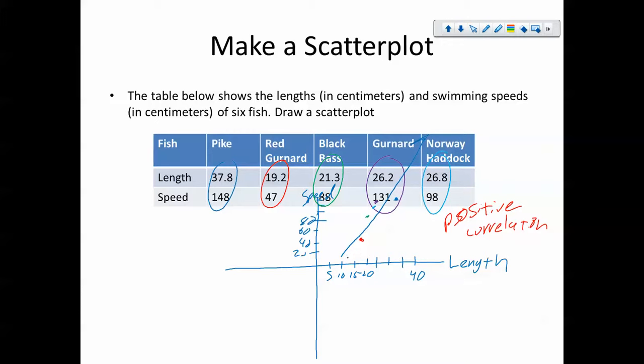So notice that this line doesn't actually go through any of the points, but it does get the closest to all of those points. So that would be my line of best fit. Right in there.